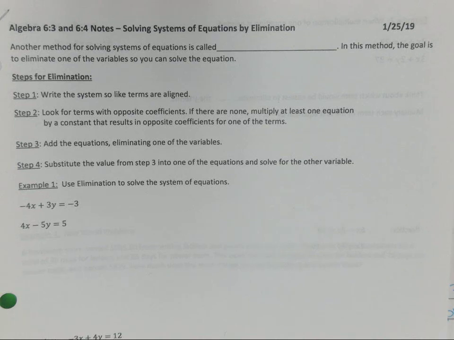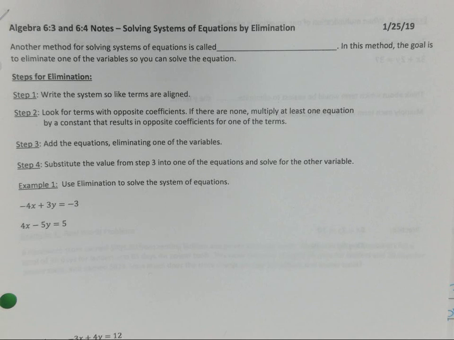Alright, so you guys have learned two ways already to solve systems of equations. The first one is by graphing. In order to graph, we have to get both equations in what form? Y equals mx plus b. What form is that called? Good. Slope-intercept form.